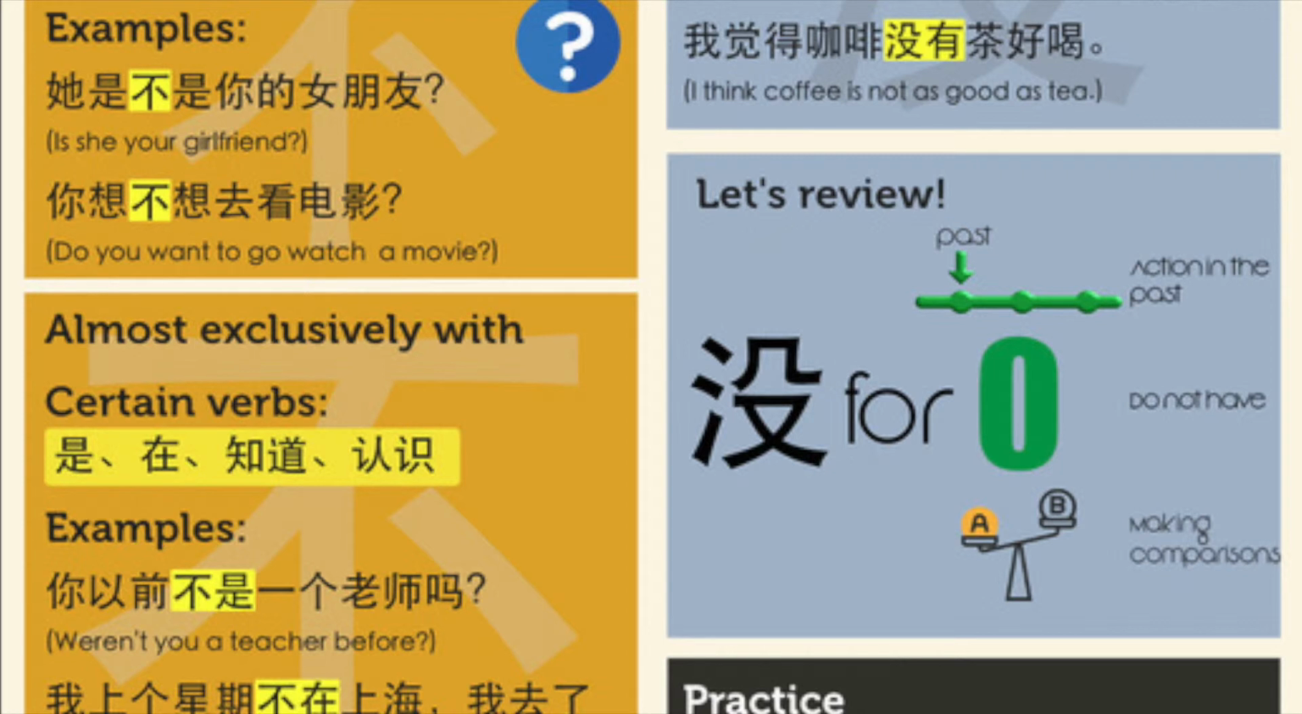So let's review. The character 没 is used to negate actions in the past. It can also be used to indicate do not have something, and it's also used to make comparisons.